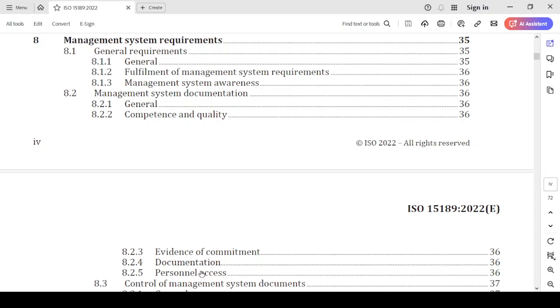ISO 17025 also has 8 clauses like this one. So the one for medical labs was changed and edited to make sure that it meets the structural requirements of its father standard, which is 17025. Clause 8 in both ISOs is management system requirements. Clause 7 is the process requirements. Clause 6 is resource requirements.